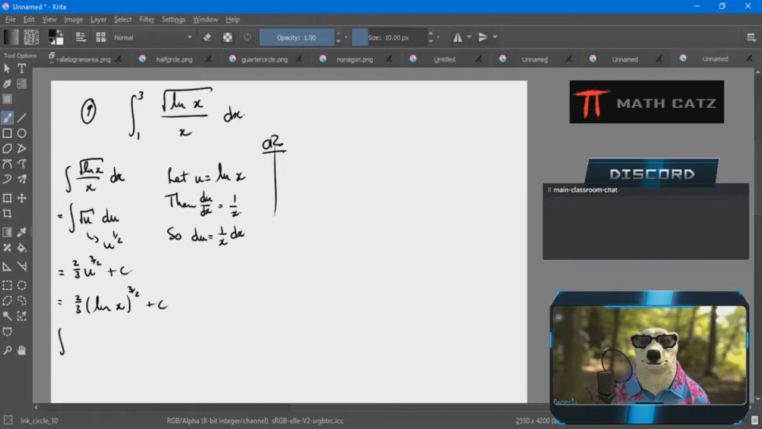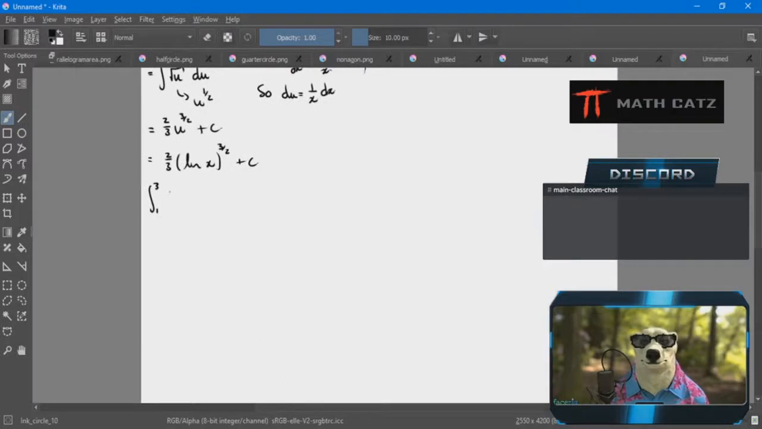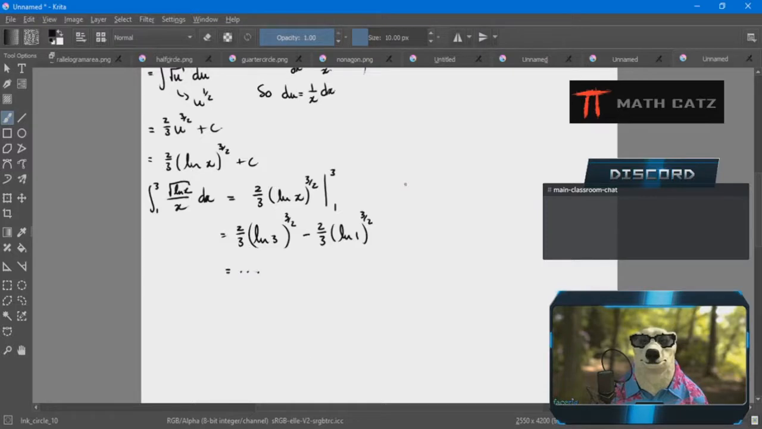Then going to my definite integral, I've now found an antiderivative, which is 2/3 natural log of x to the 3 over 2, which I'm going to plug in a 1 and a 3, and it's therefore going to be 2/3 log of 3, all of that to the 3 over 2, not just the 3, minus 2/3 log of 1, all of that to the 3 over 2, and you're welcome to calculate that answer in your own time.